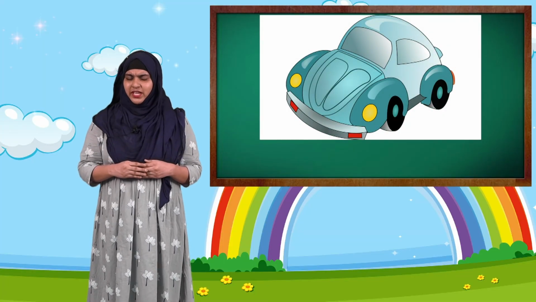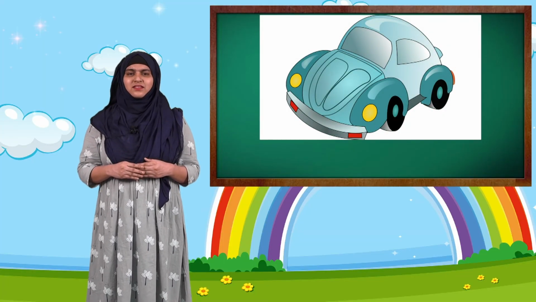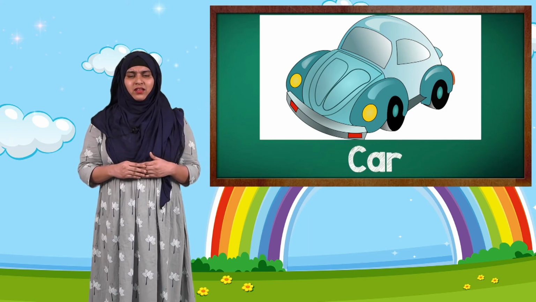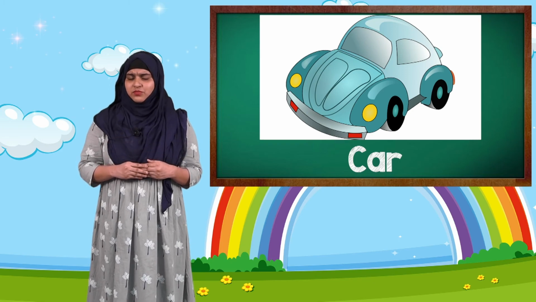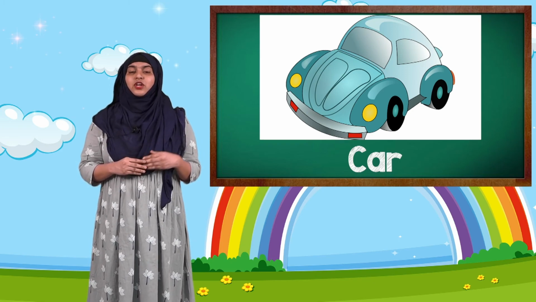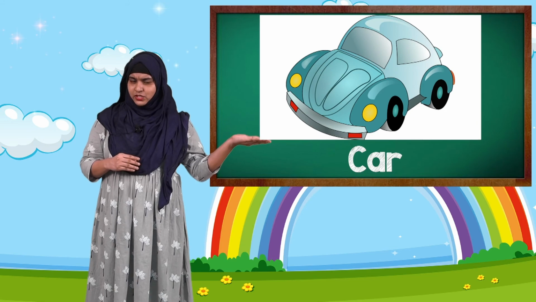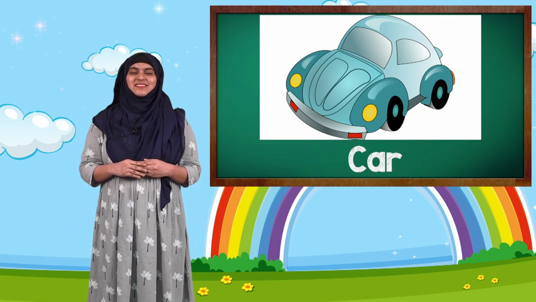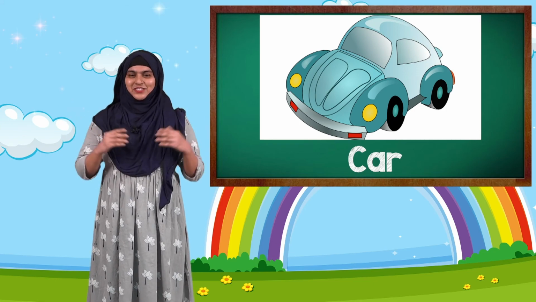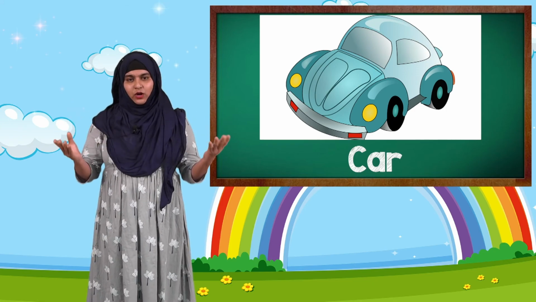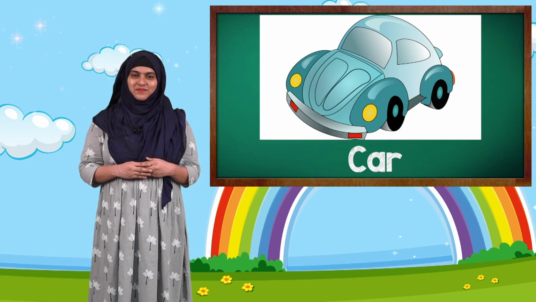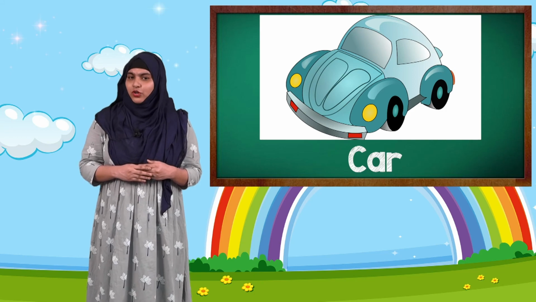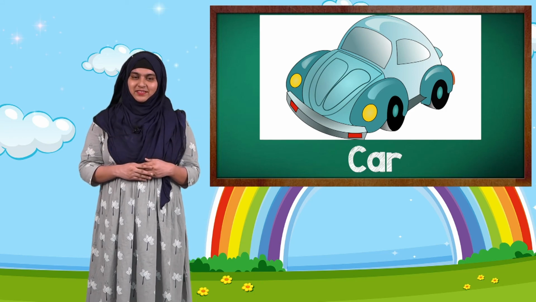Children, did you see the third object? Yes, it was a car. And where do you find these objects? Do you find it in the classroom or out of the classroom? Correct. We find cars out of the classroom. Now, let's have a look at the next object.